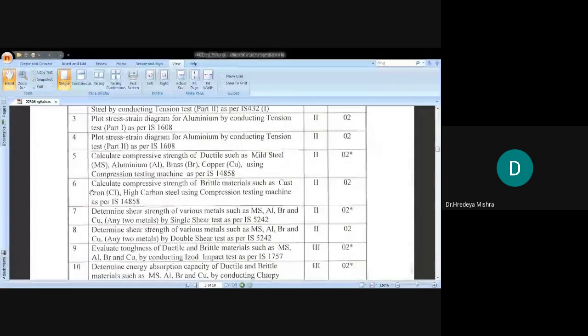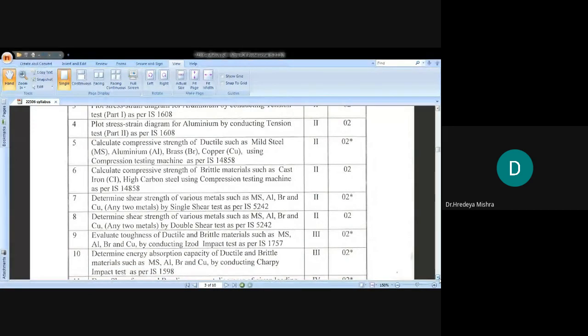And calculate compressive strength of the ductile materials such as mild steel, aluminum, brass, copper using the compression test. This is third and fourth is about your tensile test, and fifth and sixth about your compression test. Okay. 7. Determine the shear strength of the various metals such as MS means mild steel, Al means aluminum, bronze, wire, and copper, any two metal by single shear test.